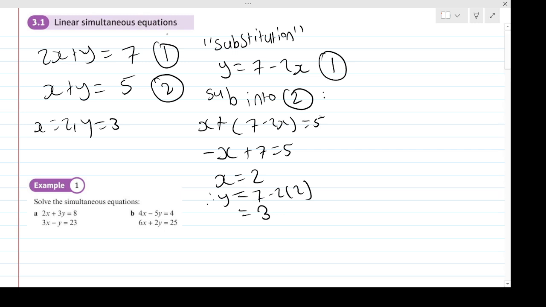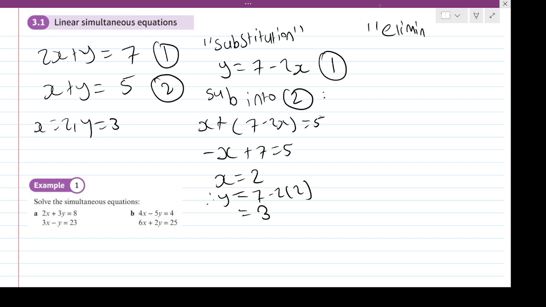And so that's the whole idea, right? To find the values such that it makes every equation true, as to both equations. We can also look at another method called elimination.